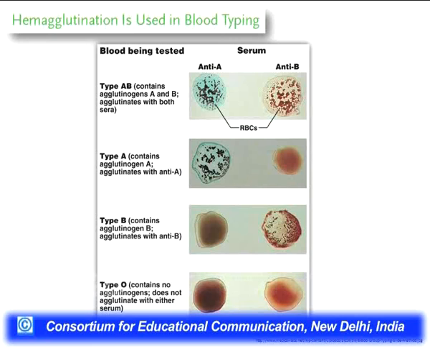So by just looking at the agglutination or visible clumping, in a very short span of time we can easily check what exactly the blood group of this particular person is, and this hemagglutination or agglutination reaction has been actively used in blood typing.